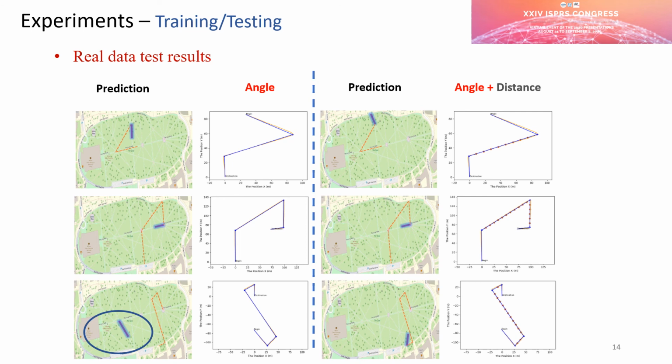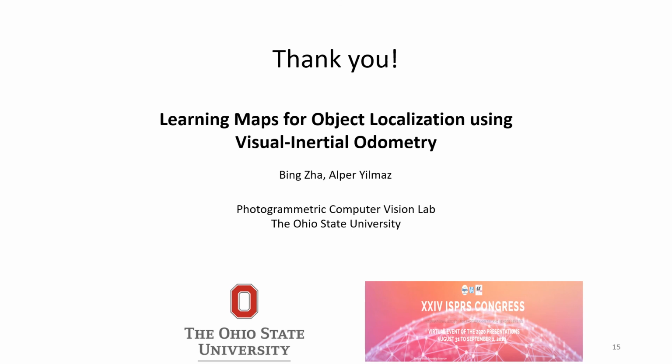Even though we just show a small part of the results, the whole results show that angle plus distance performed better and also demonstrate the effectiveness of our motion-based localization using recurrent neural networks. Thank you for listening.